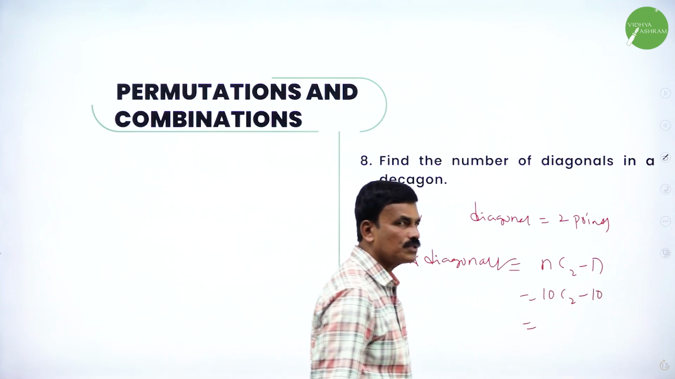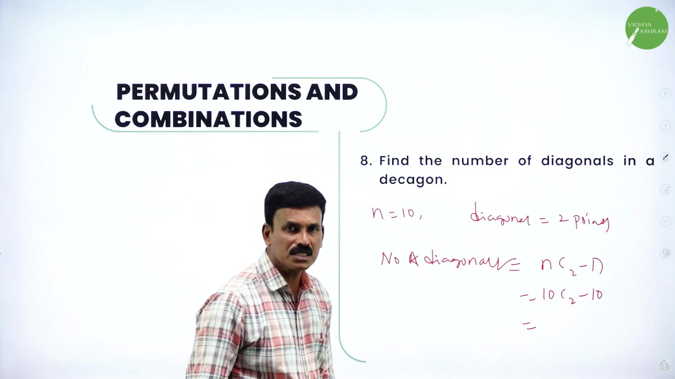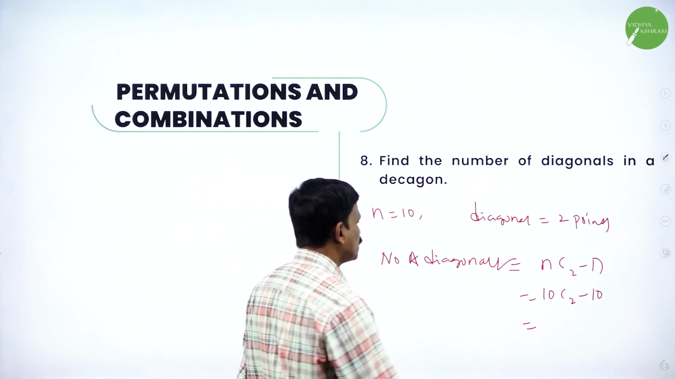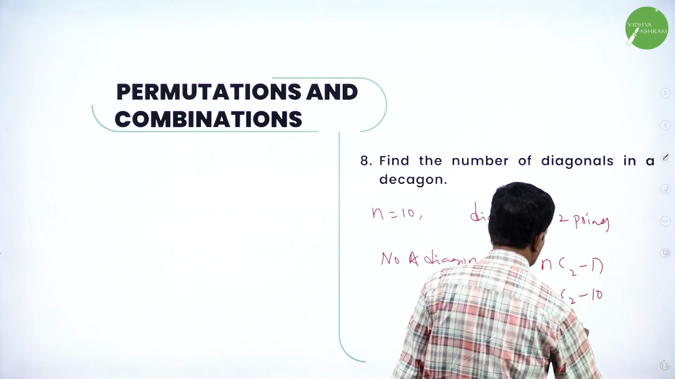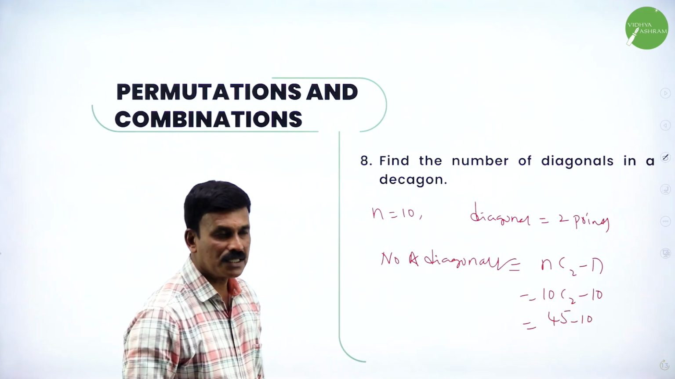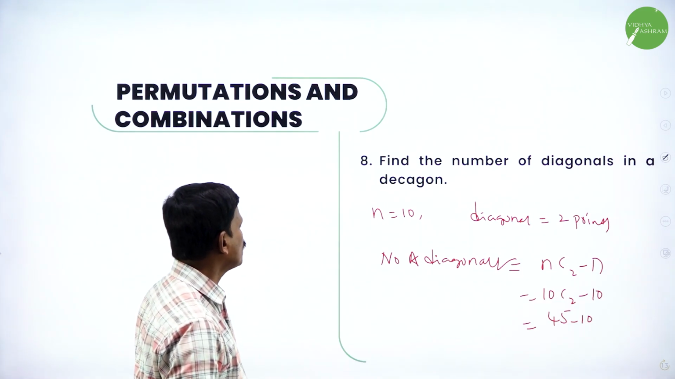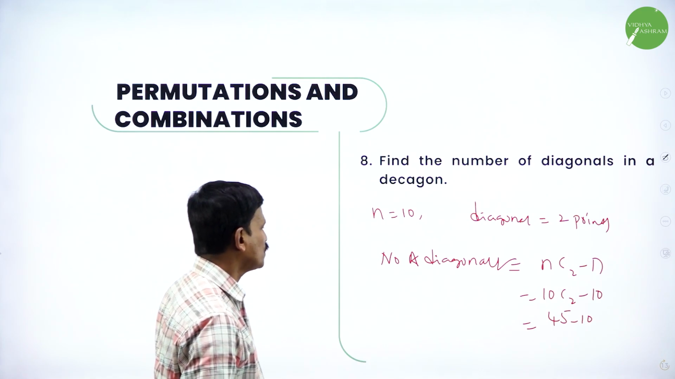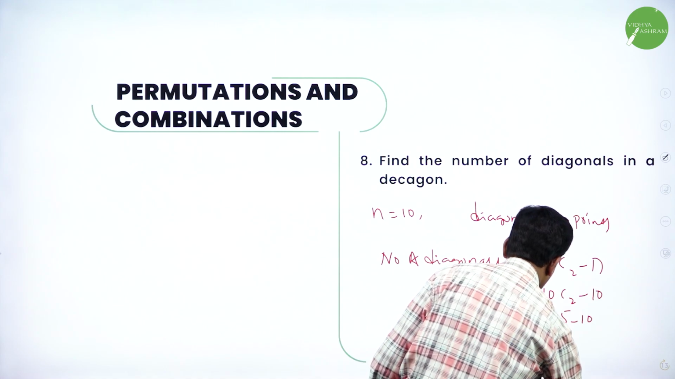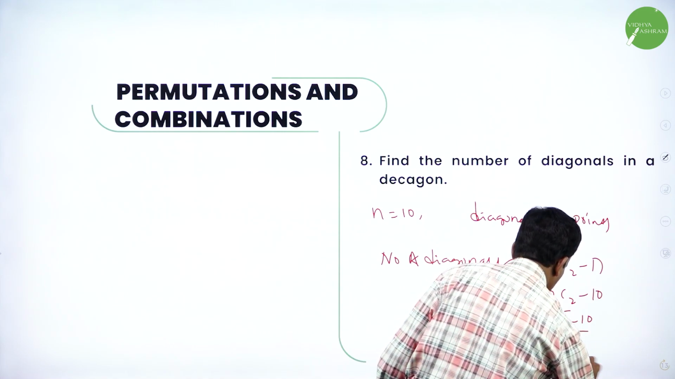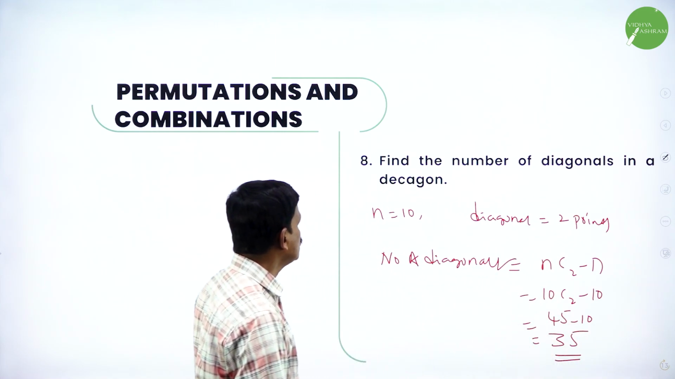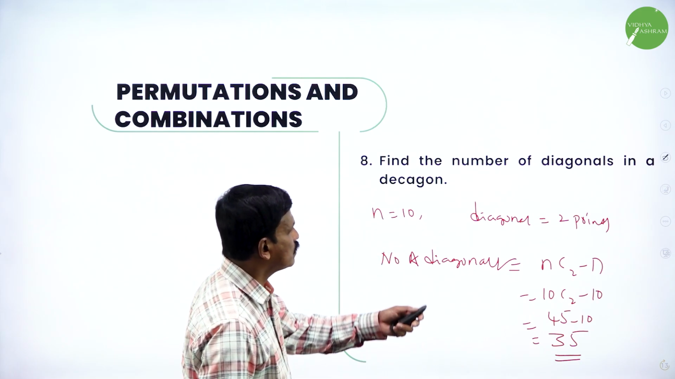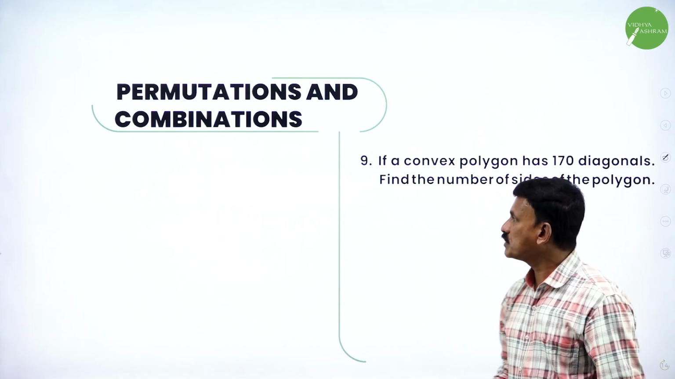That's nothing but 10C2 minus 10. What is this equal to? Simplify this. 10C2 is 45, minus 10. So the number of diagonals is NC2 minus N, that is for a decagon: 10 sides, 10C2 minus 10, 45 minus 10. What is the required answer? 35. The number of diagonals of a decagon is 35. Move on to the next problem.